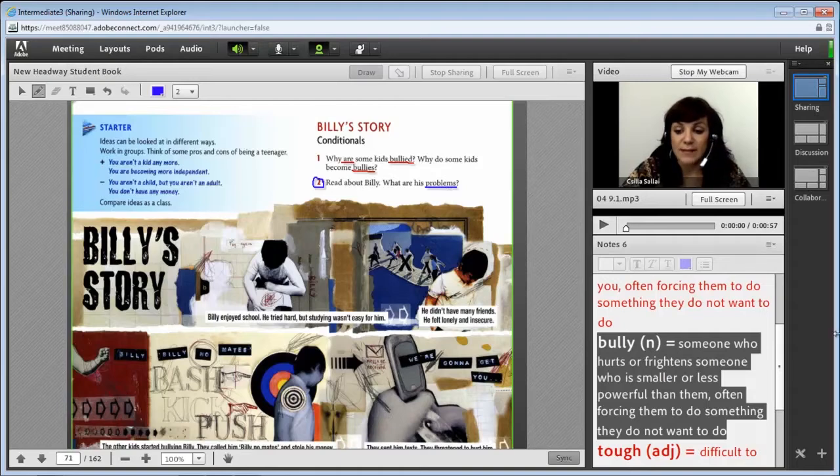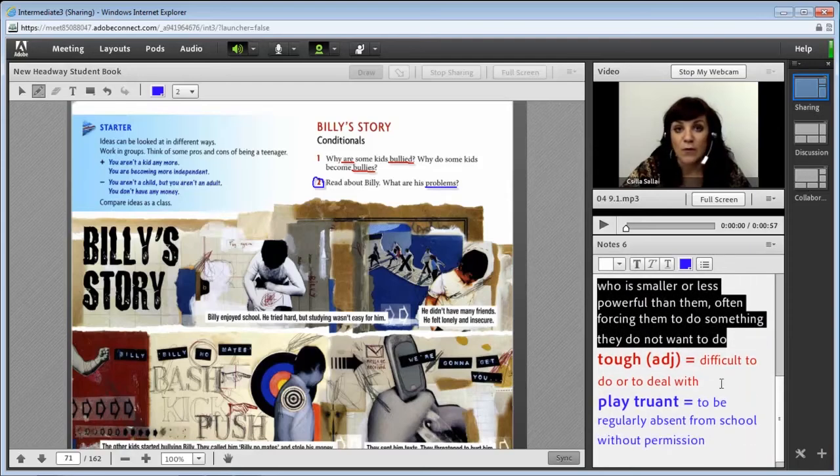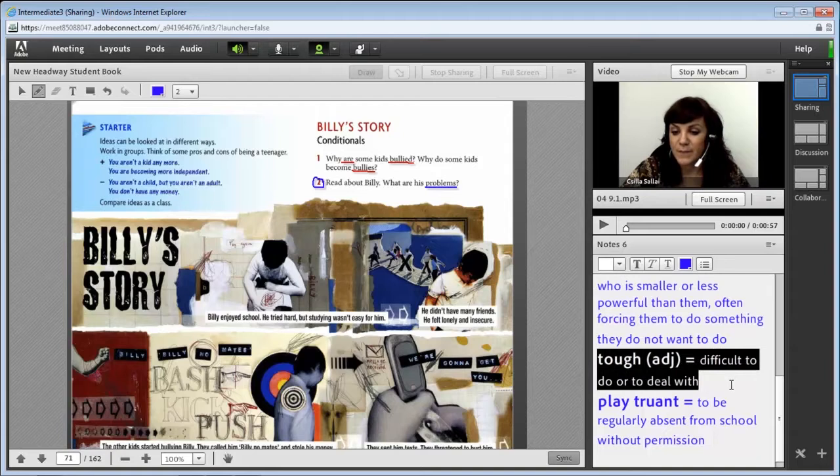Before you read the story though, let's have a look at some of the new words that you might find useful to know before you read the text. So tough. Tough as an adjective. Tough means difficult to do or to deal with. When something is tough, that's when you find something difficult to do or to deal with.